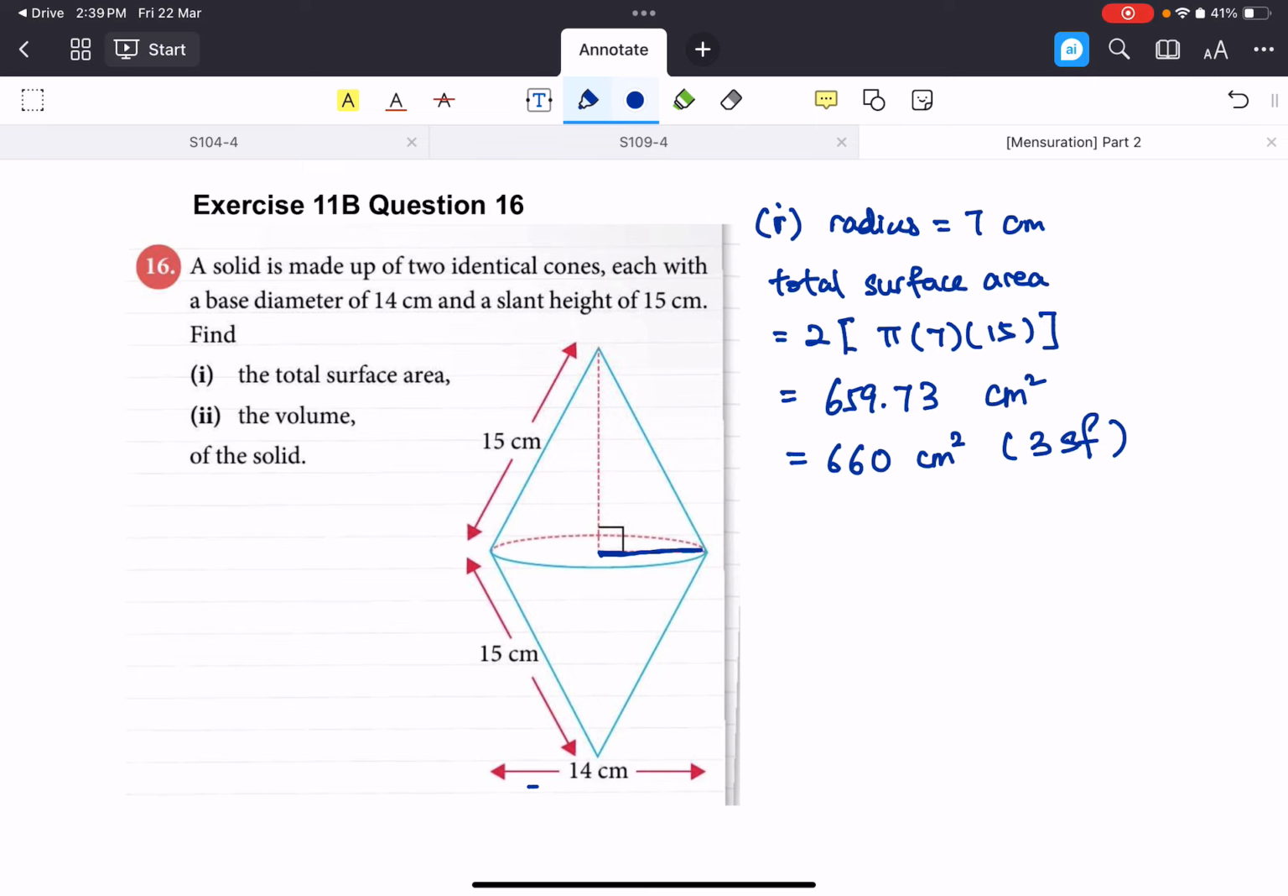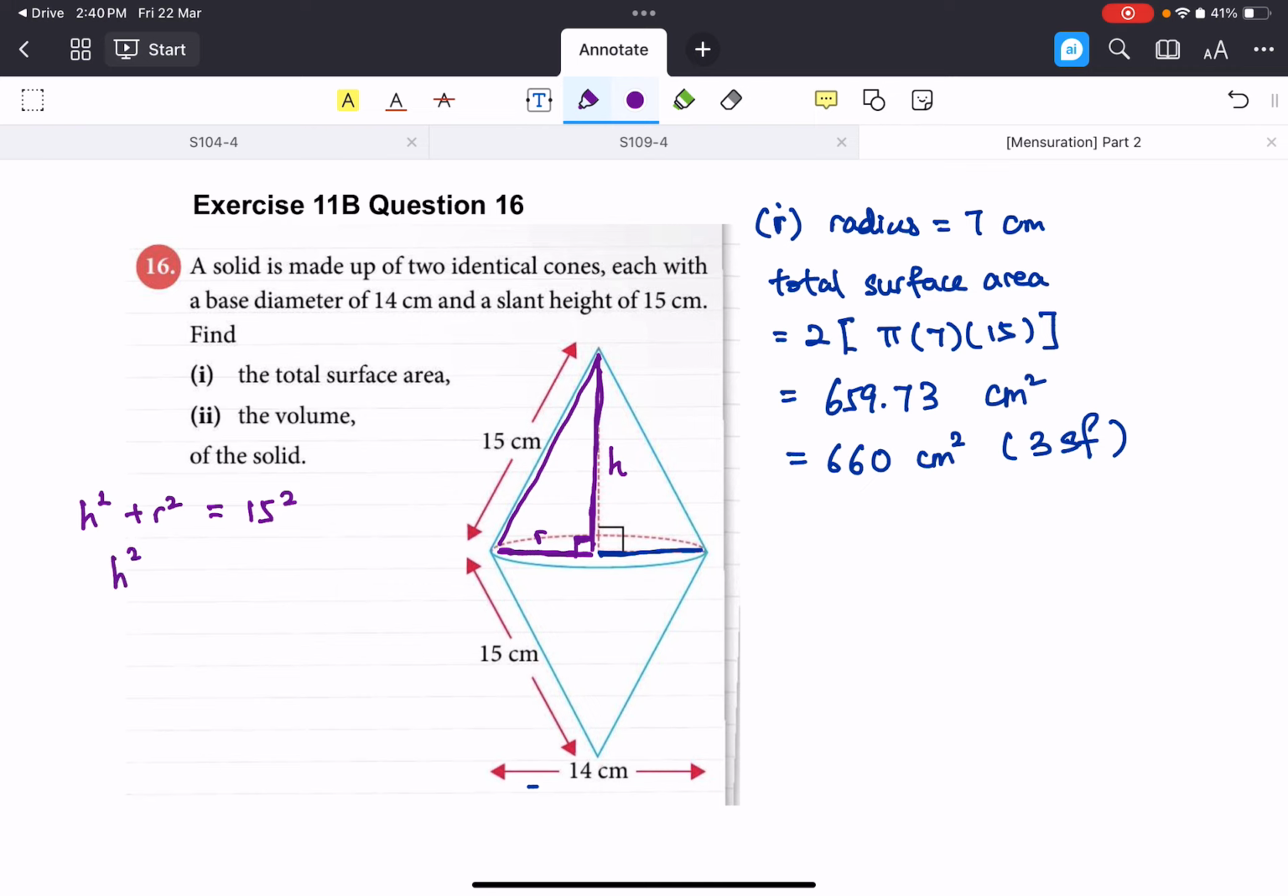Part 2, to find the volume. Well, this question requires another knowledge, and that is the idea of the Pythagoras theorem. So let me just draw the triangle for you. So what does Pythagoras theorem say? Pythagoras theorem says that if I have a right angle triangle like this, then the height here and the radius, their squares will add up to 15 squared. So I'm going to call this h, and then this is the radius. So based on Pythagoras theorem, my h squared plus r squared is equals to 15 squared.